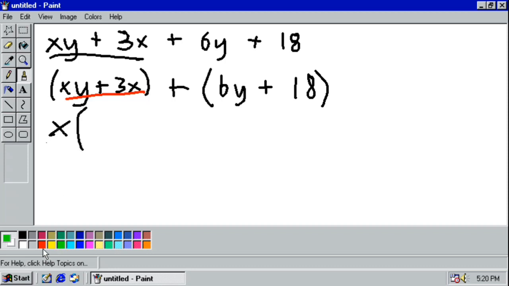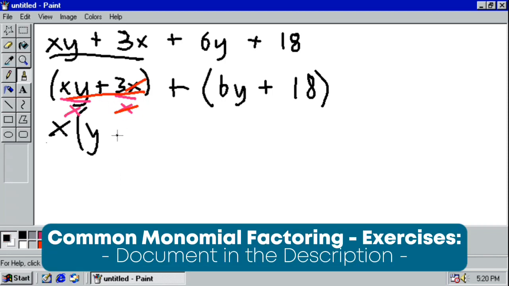Then, we need to divide xy by x, and we have y. Then, let's divide 3x by x, so the x would cancel. Now, we have positive 3.